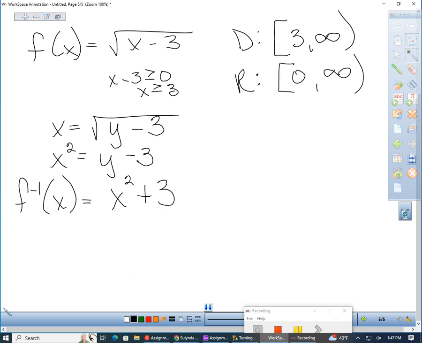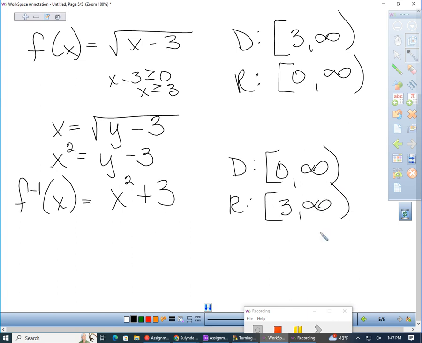So now, since I've already done my domain and range of my original function, my domain for the inverse is 0. And my range. Correct. Okay, they just flip spots. If there's a question, you guys ask me, go ahead. Why 0? Okay, because the original function was underneath the square root, so it can't go any smaller than that.